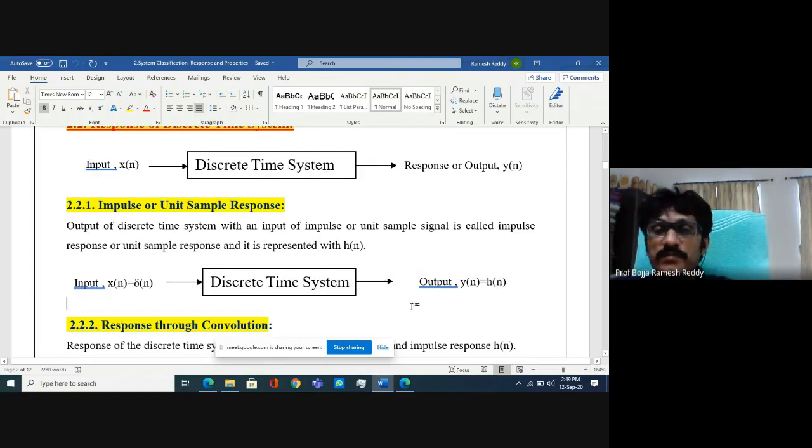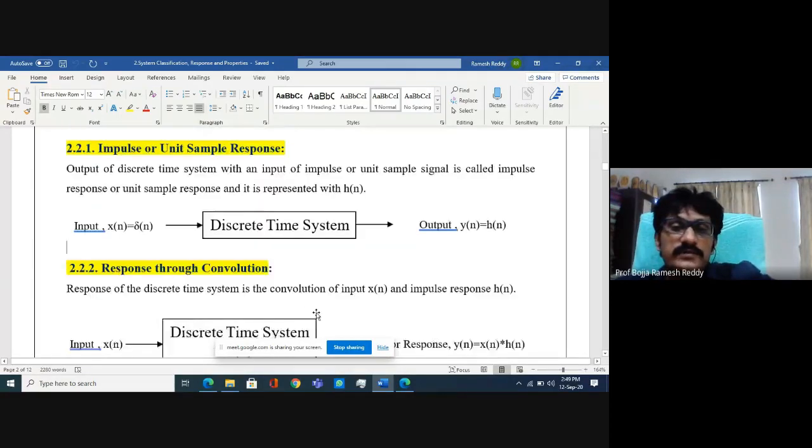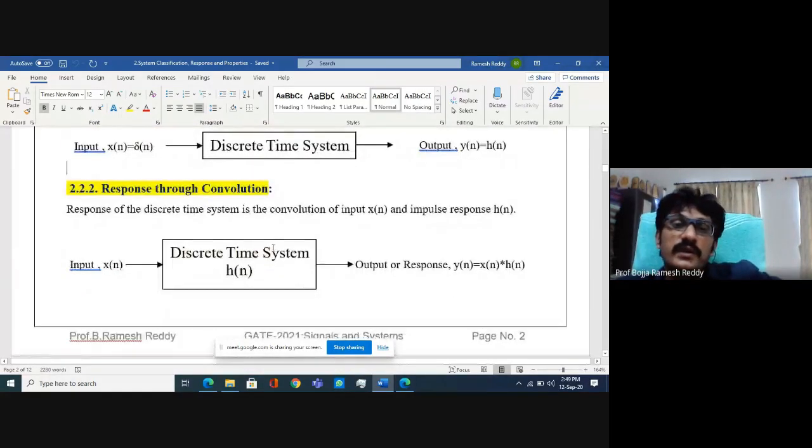The response of a system with an input of impulse signal or unit sample signal, delta of n, is called the impulse response of a system. Then, response through convolution. The response of the system can be computed through the convolution operation. Any response, any output, is the convolution of input and impulse response.